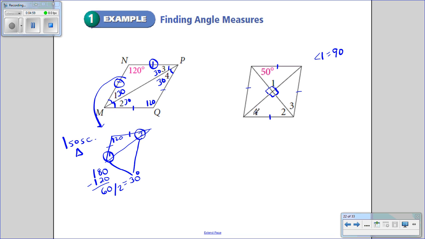Now, how do we get the rest of these angles? Remember, this diagonal cuts that angle in two. It bisects it, both sides. So if this angle over here is 50, so is this one. Same goes over here. These are both 50. Now that only happens in a rhombus. So I have angle 2 and angle 3 are both 50.